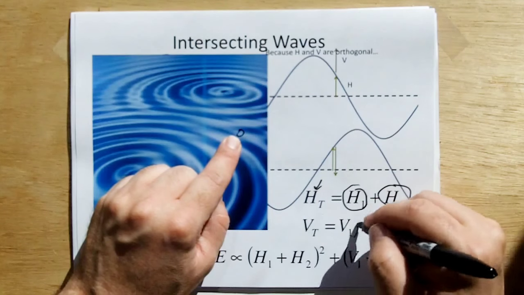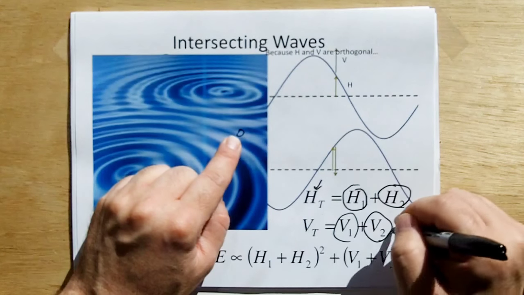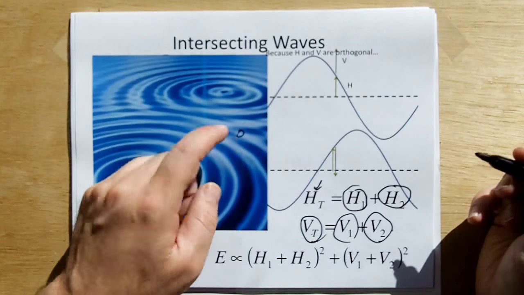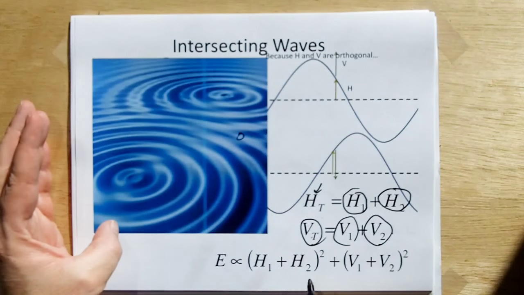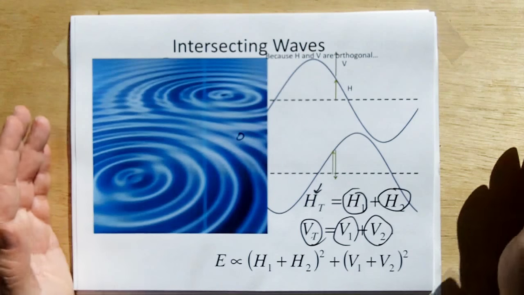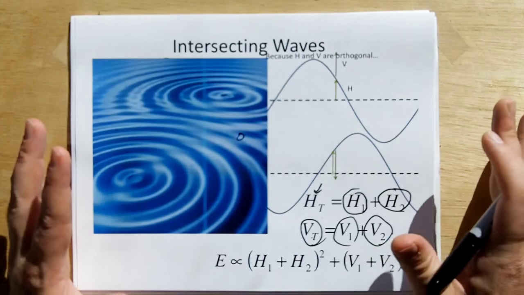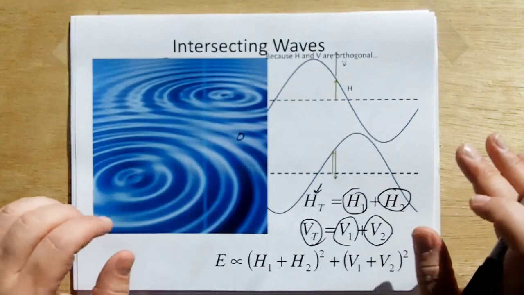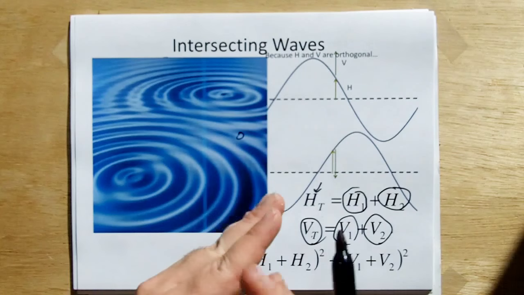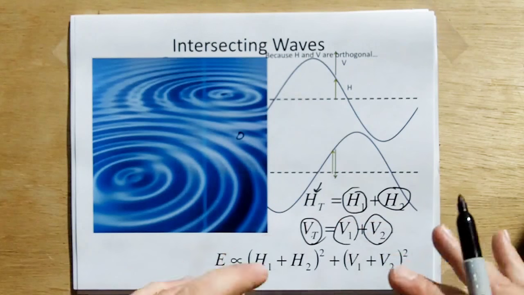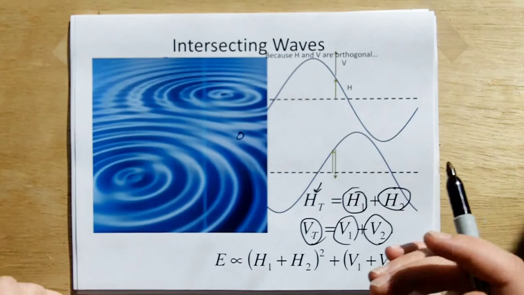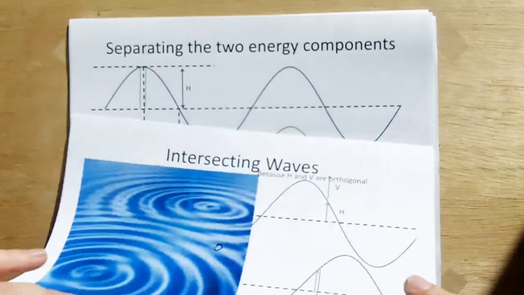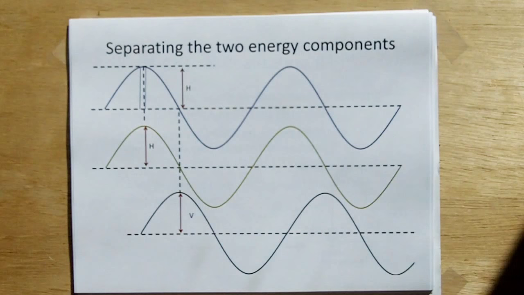And then at that same point, you take the velocity of wave 1 plus the velocity of wave 2 and add them together to get the total velocity at that point. And the total energy at that point is the square of those two sums. And we can do this because the H and V are orthogonal, but when they intersect, you can add H to H and you can add V to V. They're linear, you can add them, and that's how you model how waves interact when they pass each other. It works very well for light and everything else.